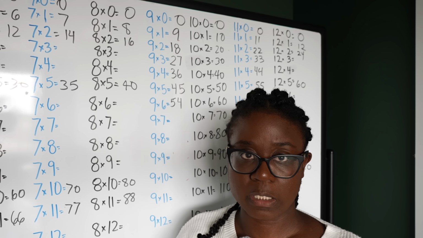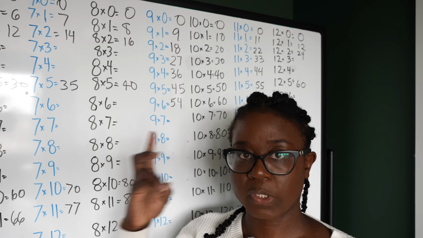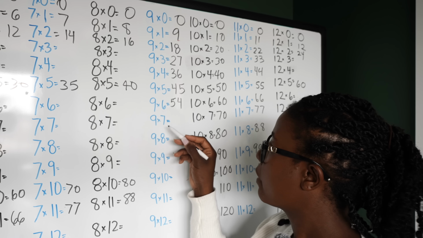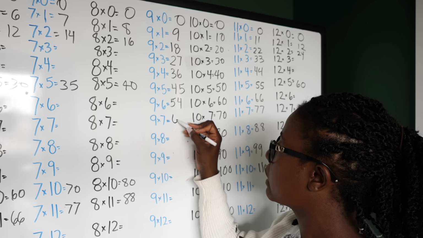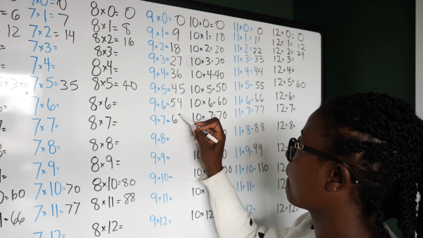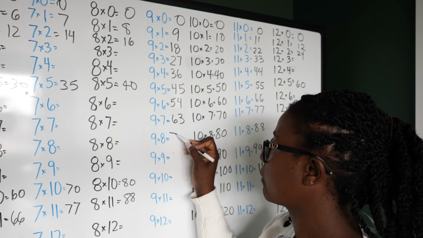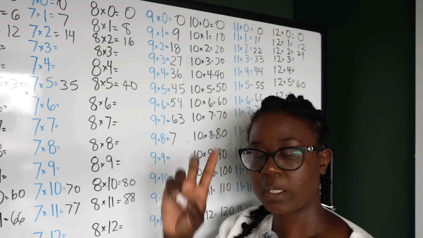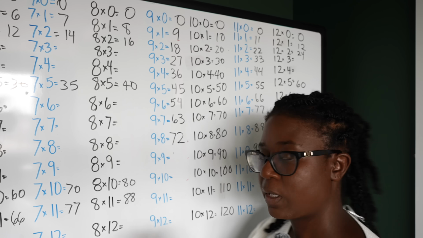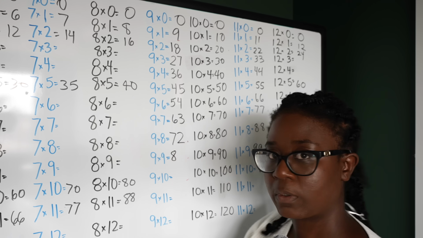If your child isn't that strong in addition, I would physically show myself counting up to get to 9. So it would look like this. The number before 7 is 6. 7, 8, 9. I write a 3. The number before 8 is 7. 8, 9. I write a 2. The number before 9 is 8. 9.